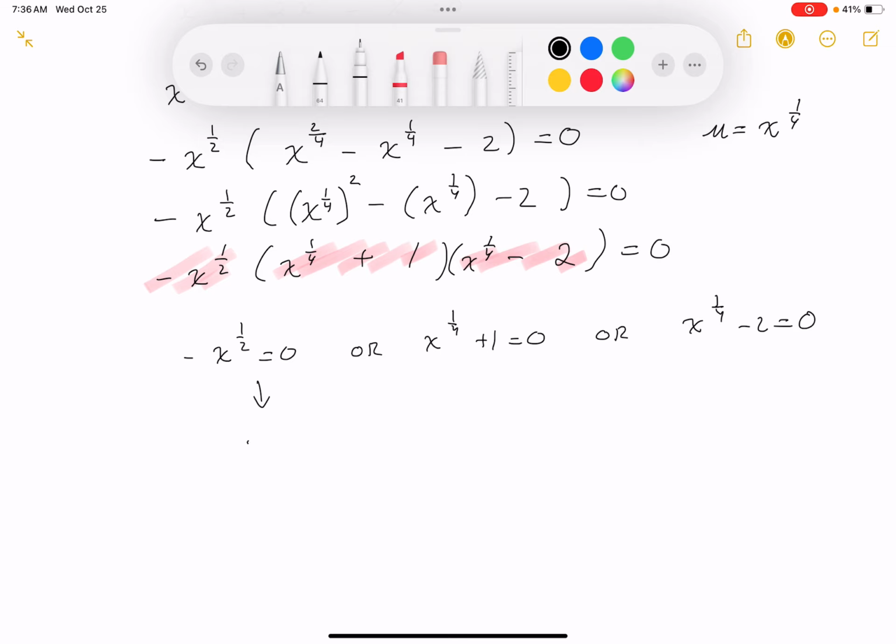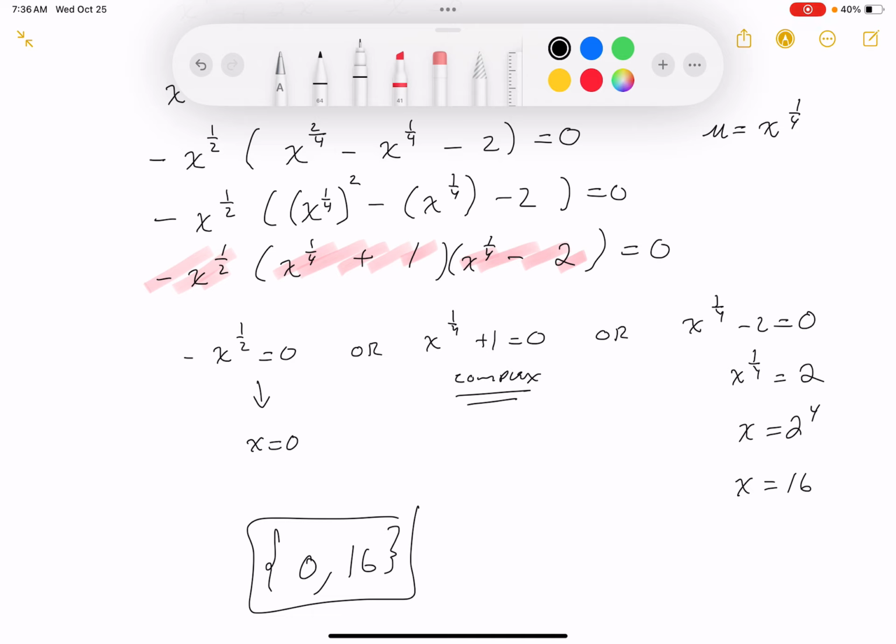The first one looks pretty trivial to me. x would be equal to 0. The next one over here would be complex, so I'm not going to look at that because I said it was a real number. This one, x to the 1/4 is equal to 2. And then I'd raise both sides to the 4th. What do you get? x equals 2 to the 4th power, 2 times 2 is 4, 8, 16. So you get 2 answers, and the 2 answers are 0 and 16.